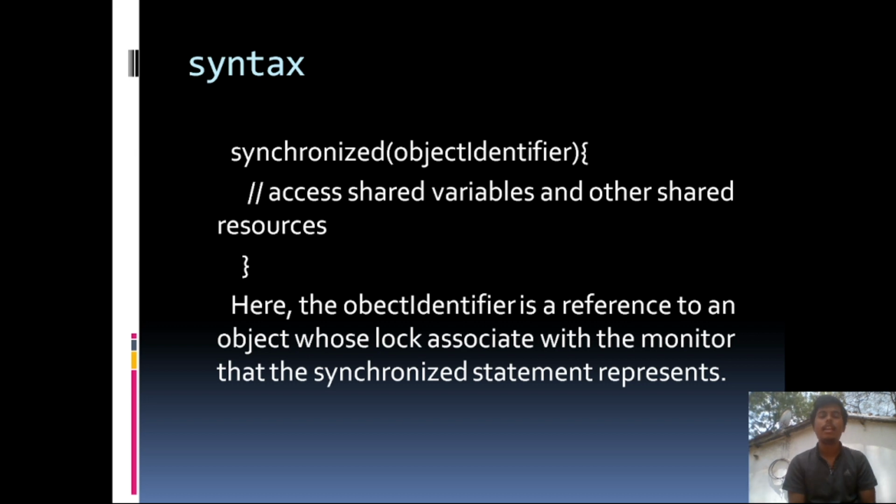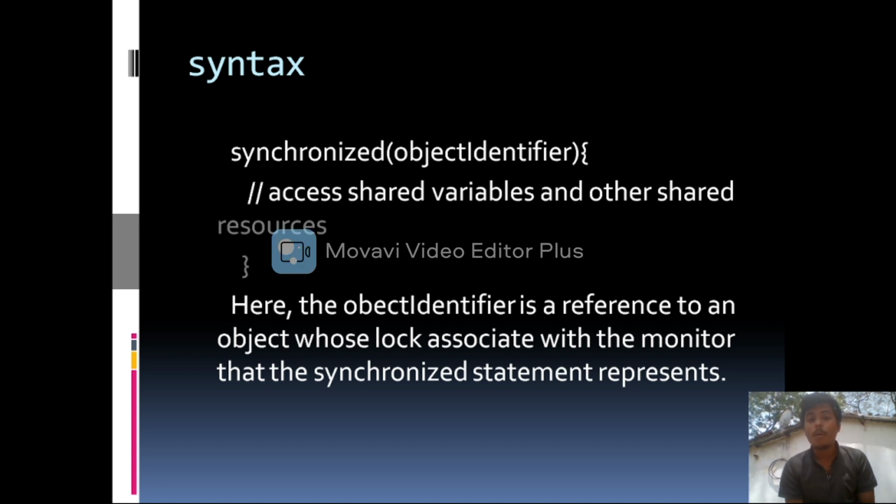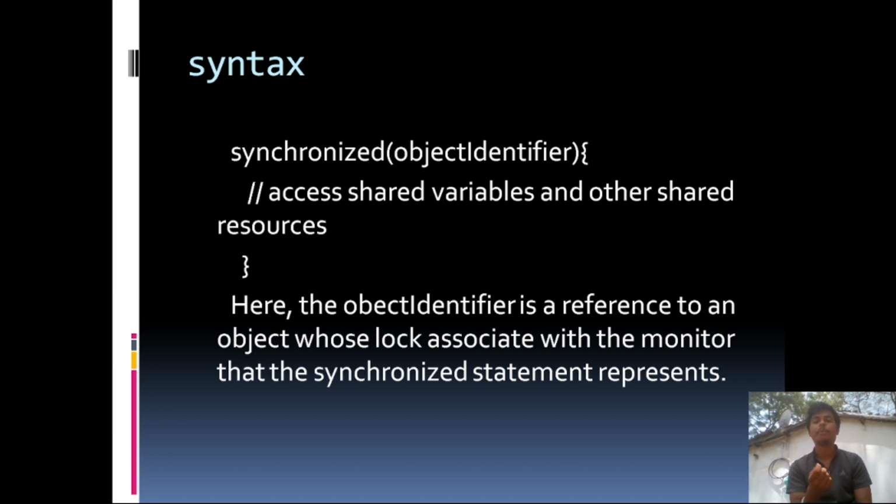So here we can see the syntax. The keyword is synchronized, and the argument is an object identifier. So what is the object identifier? Here the object identifier is a reference of an object whose lock is associated with the monitor, that is in the synchronized statement representation.